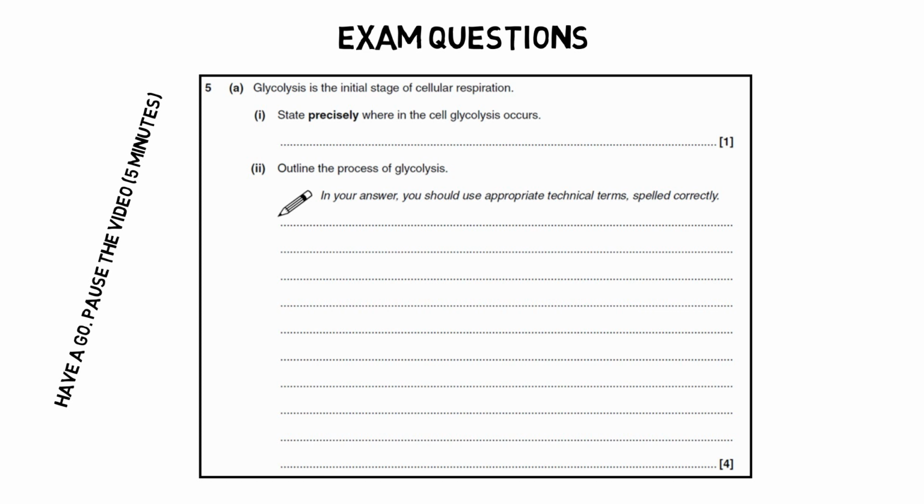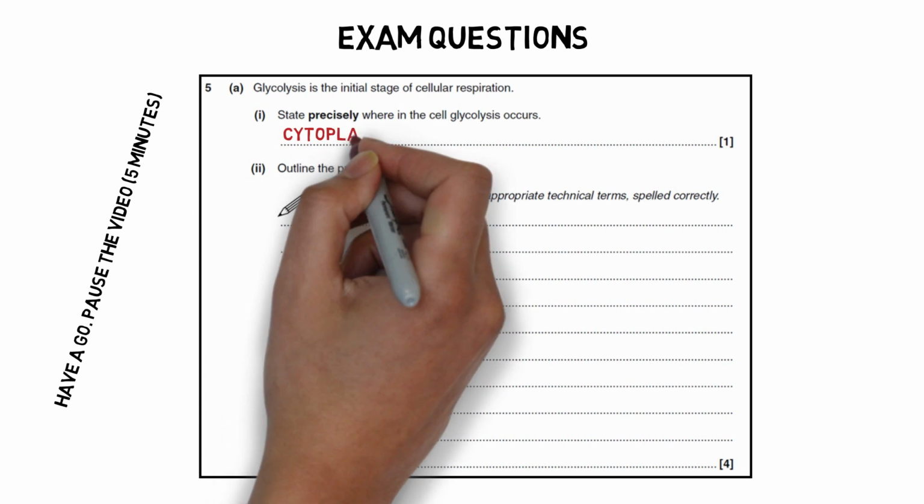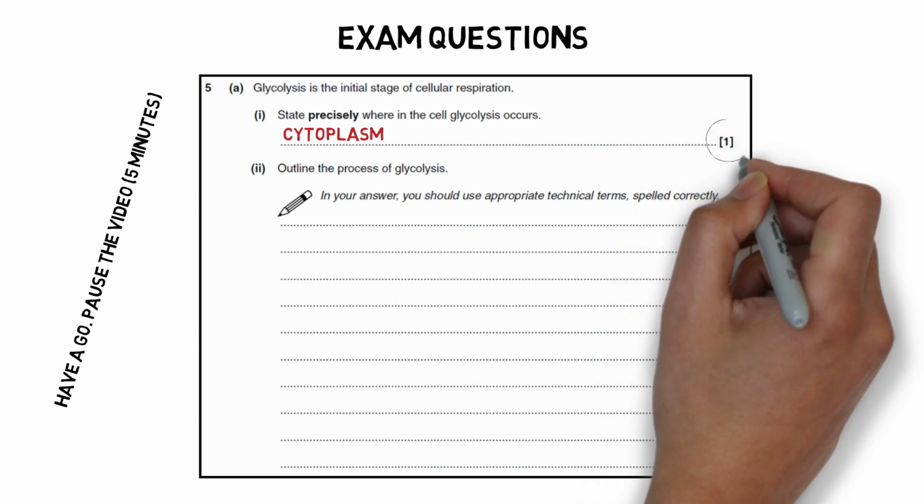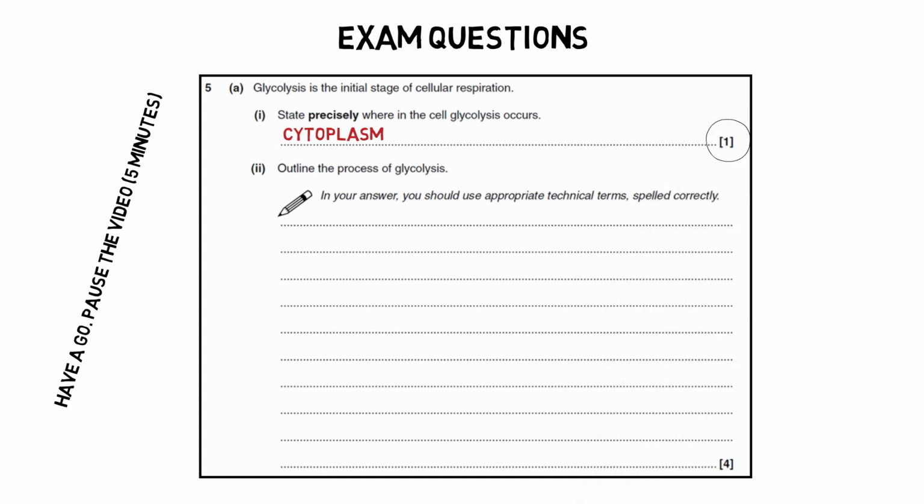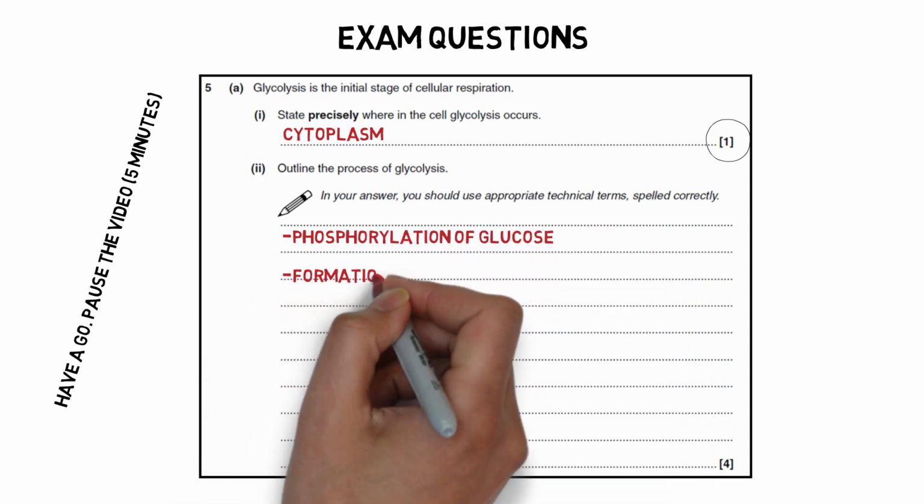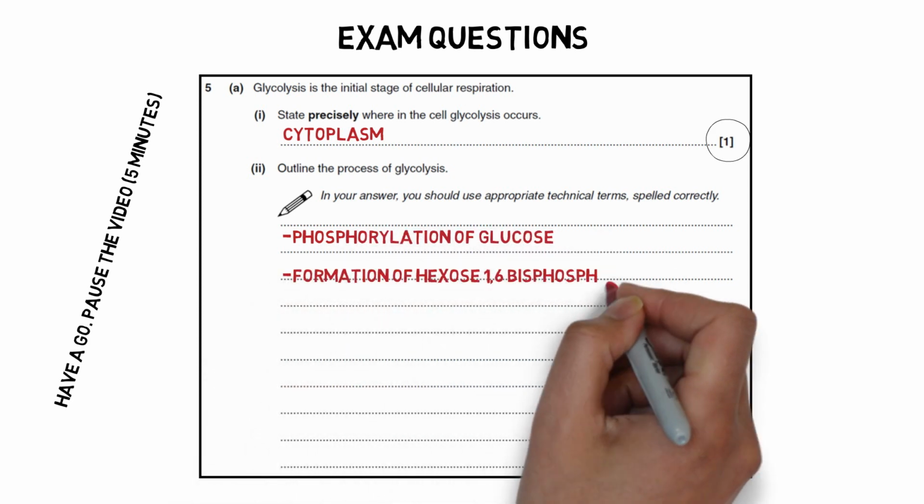The answer to the first question is glycolysis occurs in the cytoplasm. The second question, the answer is as follows. Glucose is phosphorylated, hexose 1,6 bisphosphate is formed. The hexose 1,6 bisphosphate is broken down into 2 triose phosphate molecules. The triose phosphate is dehydrogenated, pyruvate is formed, and finally there is a net production of 2 ATP molecules.